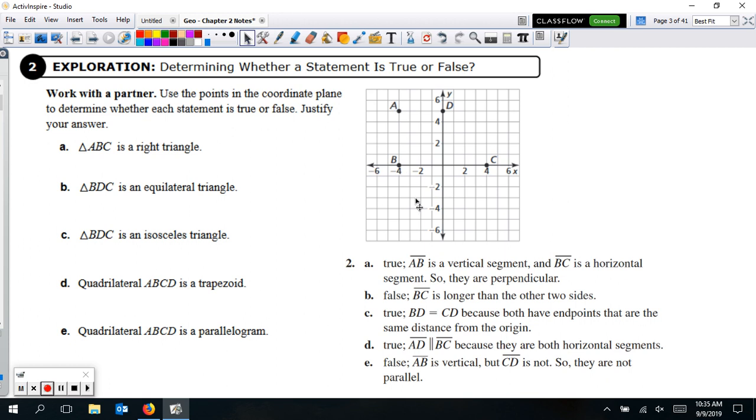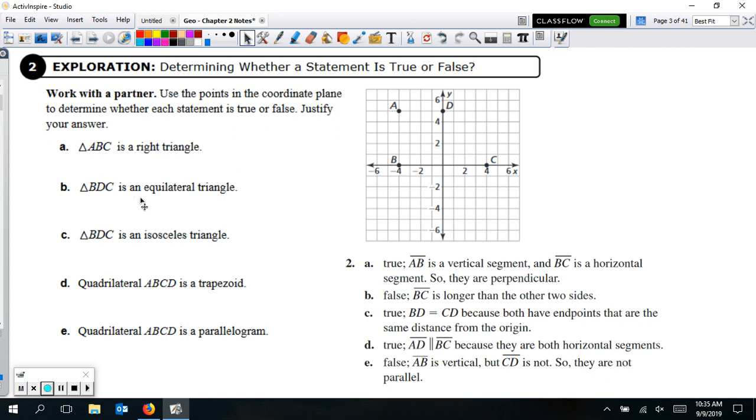But really the justification here is very important. It's just as important as getting the true or false right. We would be saying that AB, that segment right there, is vertical, and BC is horizontal, and we should always know that a vertical line and a horizontal line are always perpendicular to each other, and perpendicular lines always intersect at a right angle. So that's what we would say to justify or explain why that is definitely a right triangle.